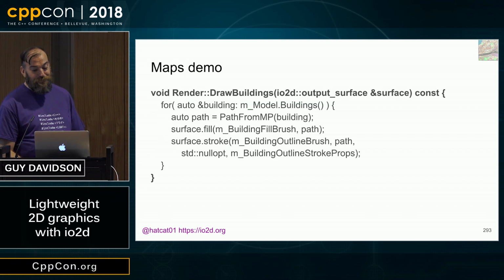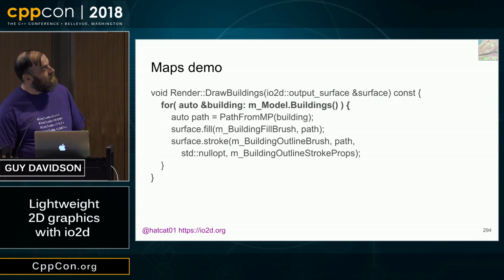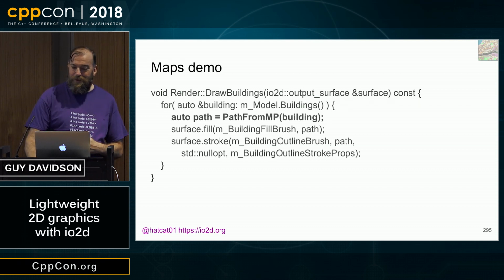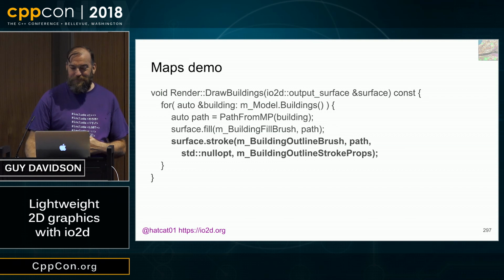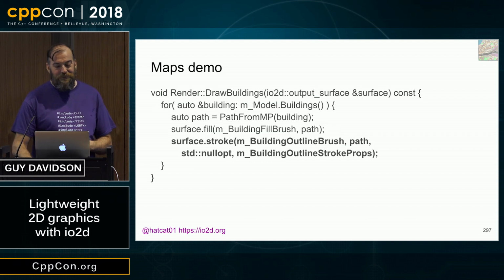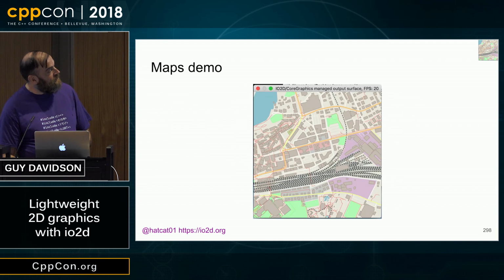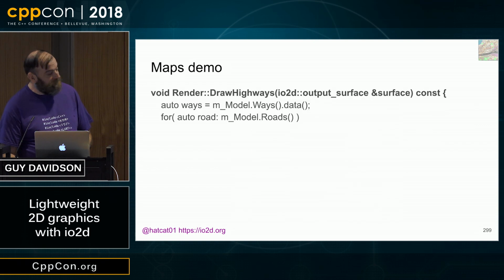So this just leaves us with the draw functions. Let's start with draw buildings. We iterate through all the buildings in the model. We get the polygonal path of that building, then we fill the path and stroke it. You can see the pre-calculated brushes and stroke properties here. Okay, just a reminder, that's what we're trying to build. Not too tricky. Draw highways.